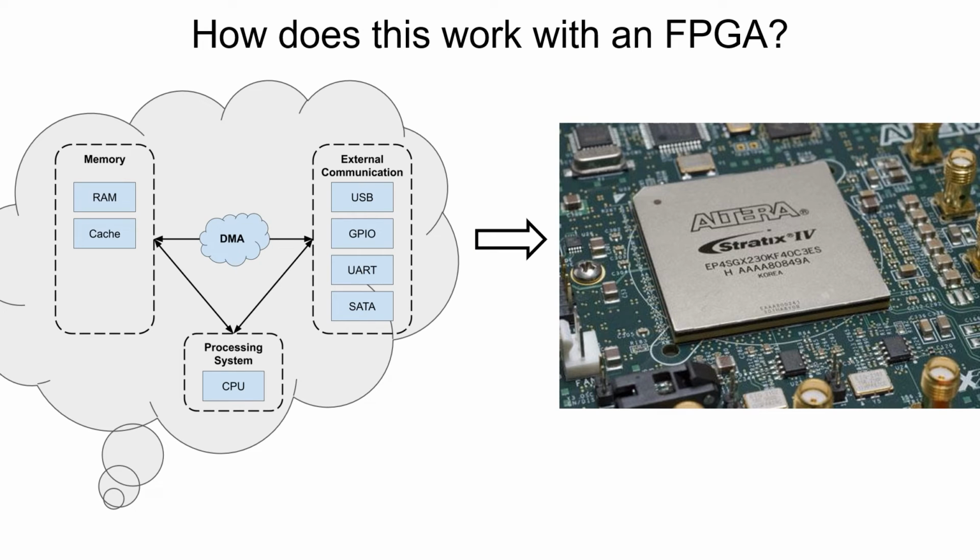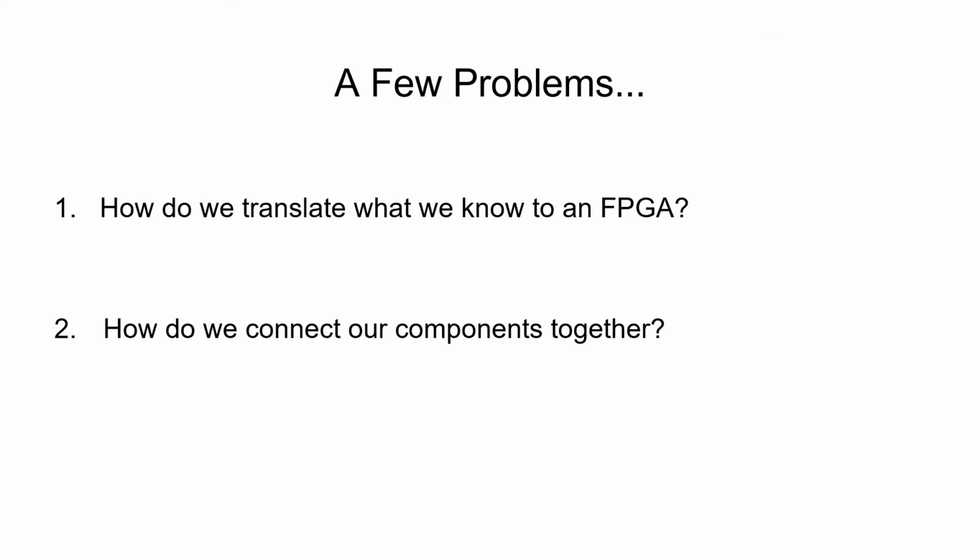So with our knowledge of computer architecture and how these core components connect and interact, how do we apply that to an FPGA? For example, if we wanted to create a computer system with a processing system, memory, and I/O on an FPGA, can we do that? And if so, how? Well, we have a few problems we need to address first. Like, how do we translate some of these core components to an FPGA? And how do we connect them together inside the FPGA? Let's take a look at the processing system first.